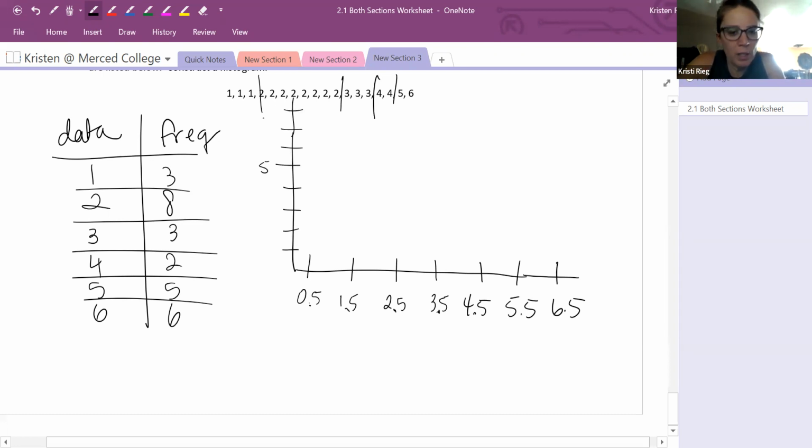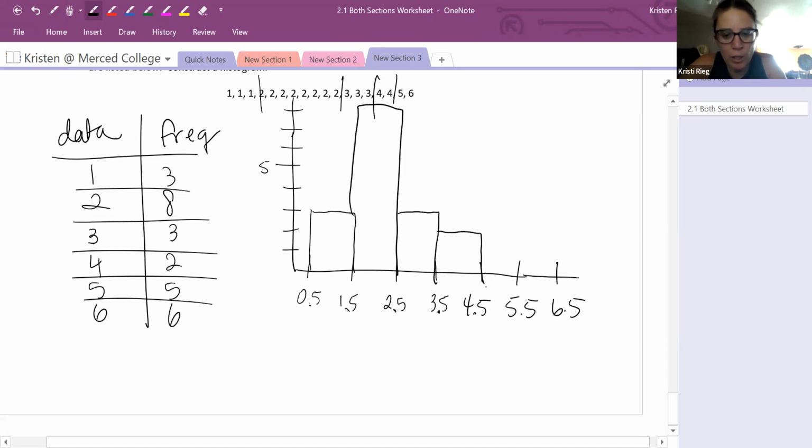So the first one should go up to 3. The second one goes up to 8, and the rectangles are touching. So since I already have the right side of the first rectangle, that means I'm starting my left side of my second rectangle right here. So I just go up to 8. And then the next one is also at 3. And then at 2. So I'm just making sure these are all connected. If they have gaps in them, they are wrong.